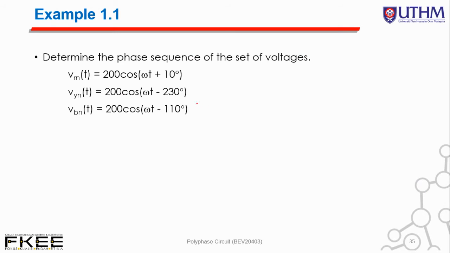Okay, example 1.1: determine the phase sequence of the set of voltages. So we have the first phase voltage, VRN, the second phase voltage, and the third phase voltage. We have the value of 200 V, the maximum, the peak of the value, and its angle, the phase angle.